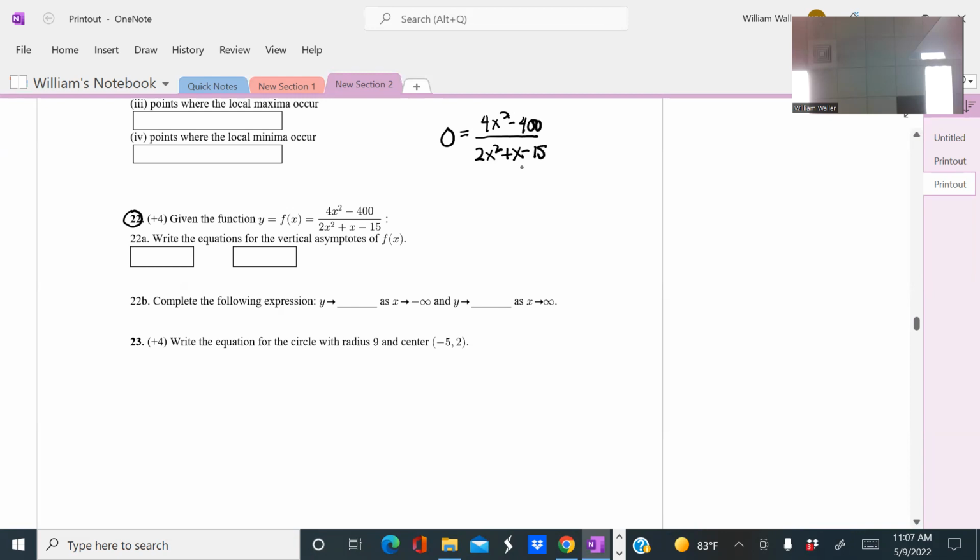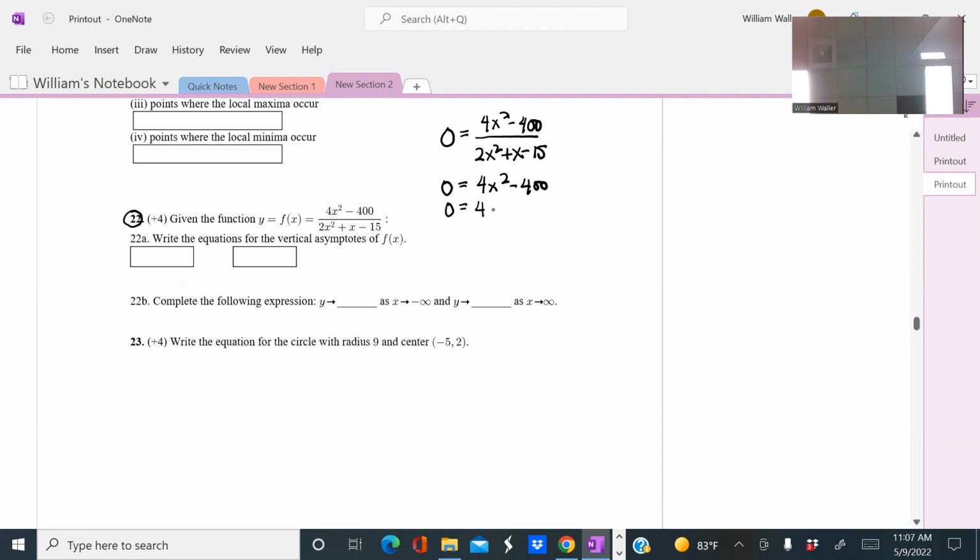But if a fraction is equal to 0, the only way that happens is if the top is equal to 0. So you can just forget about the bottom in this case, and you would have 4x squared minus 400 equals 0. So that's essentially setting the top to 0. That would allow you to find the x-intercepts. By the way, we can solve that because you can factor this.